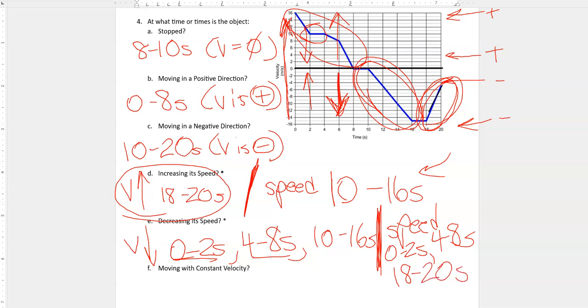Now, on an exam, are you going to be asked for every time period? No. If you give one time period with the correct explanation of why you picked that, that's good enough. You don't have to give an exhaustive list of all the time periods. All right, and the last part of this is when is it moving with constant velocity? So it doesn't just say constant velocity. There are 3 times with constant velocity on this graph. There's here, here, and here.